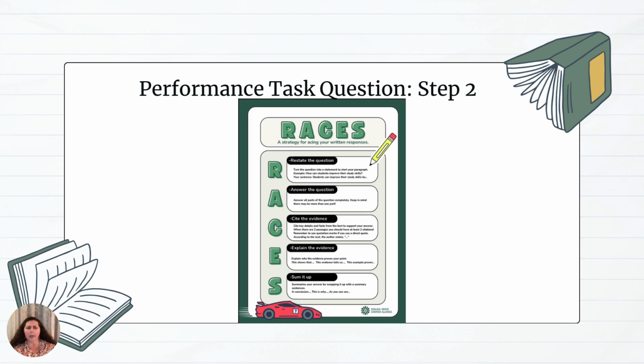The R in RACES stands for restate the question. A is answering the question. C is cite the evidence. E is explain the evidence. And S is sum it up. If you like, you can pause this video and maybe take a picture of this or write down the abbreviation. And when you get an essay question like this on test day, you can easily put that acronym down on a sheet of paper and get going.